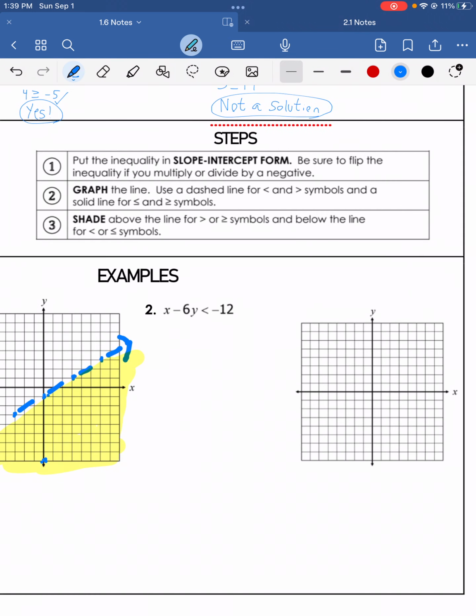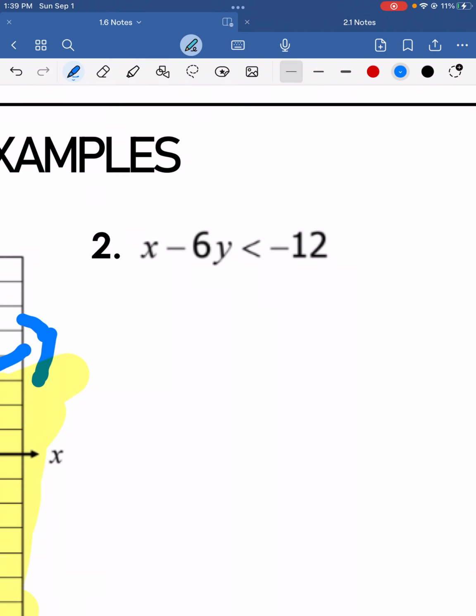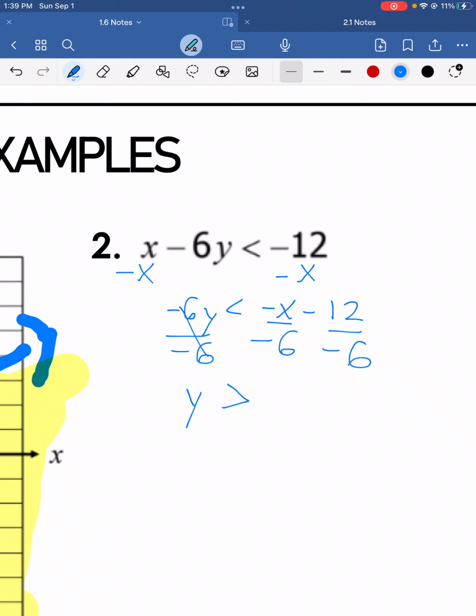Now, number 2 isn't in slope-intercept form, so let's get that into slope-intercept form before we do anything else. So we want to get that y by itself. So let's subtract the x over. So we get -6y is less than -x minus 12. And then let's divide everything by -6. And since we're dividing by a negative, we've got to flip the sign. So it's going to become y is greater than.